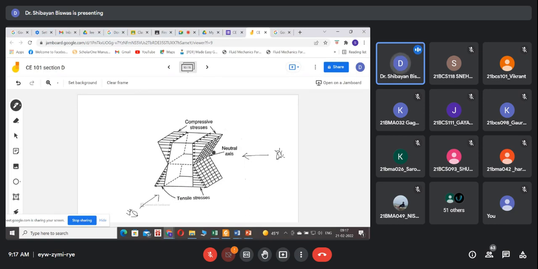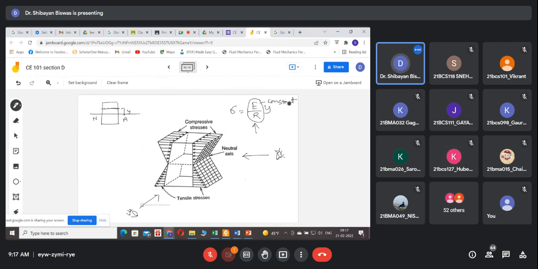So why have we seen it like this, and not for the entire thing? What was the stress expression? E by R into Y. Now what was Y? This is the neutral axis, and this is the layer, say. So what if Y is 0? What will be the value of the stress? We can also see from the expression. This is zero.